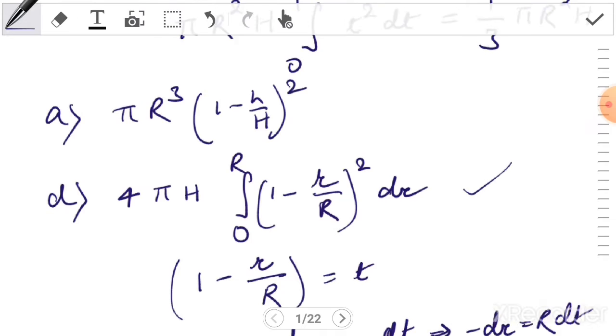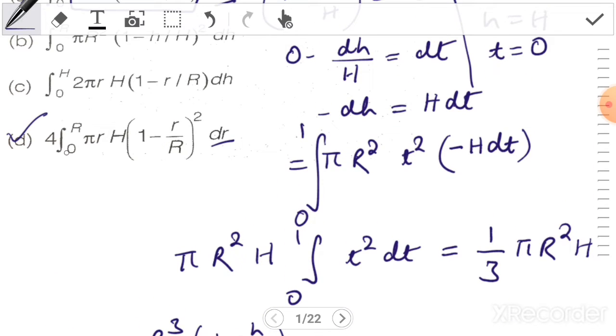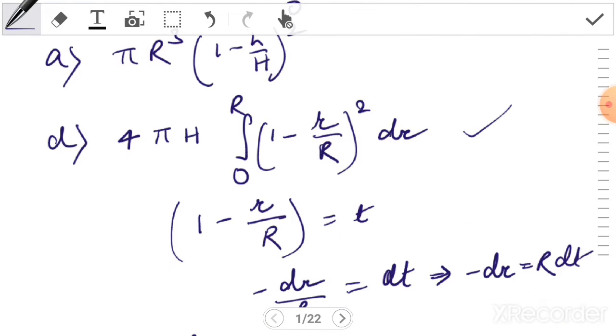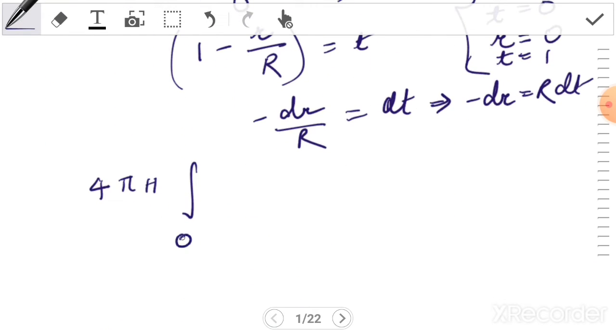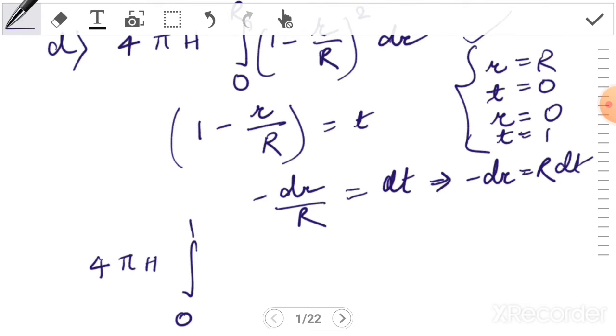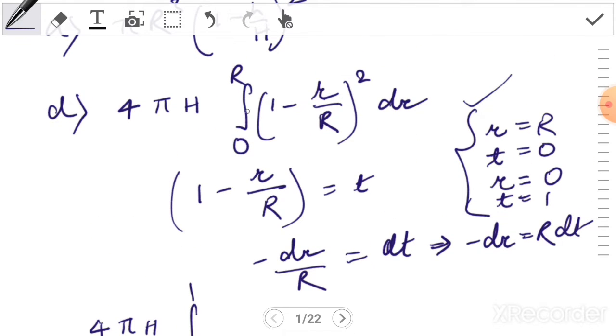Okay, now when r was varying from 0 to capital R, so t will be varying from, okay, so if small r is capital R, then this is 0. So when small r is equal to capital R, t is equal to 0. And when small r is equal to 0, t will be equal to 1. So t is varying from 0 to 1, right? Now okay, here one r is also there.